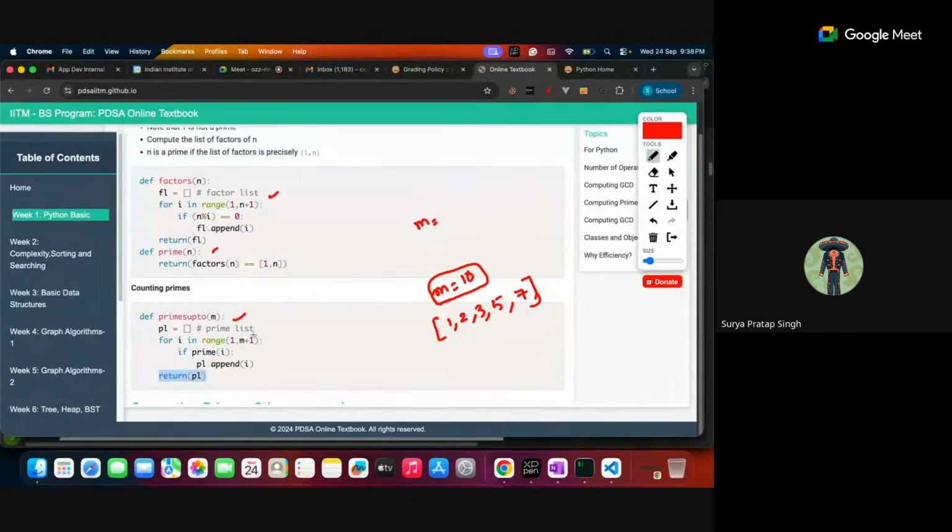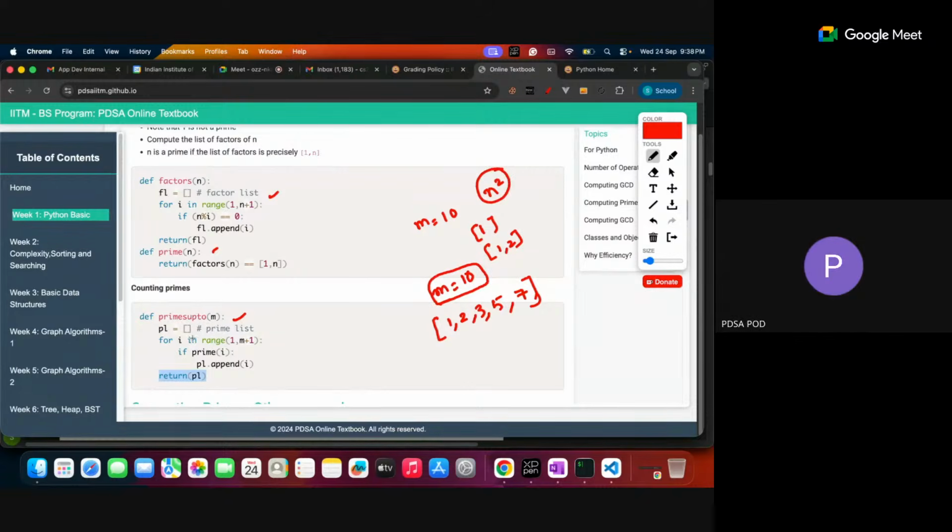N square. First time, when you are giving 10 as input, this particular i is taken as 1. This prime function will call factors for 1 to 1. One factor is picked, so that's okay. So first time, one factor we are finding, this happens one time. Second time, when i is 2, the factors generated are 1 and 2. So it's M square, or you can say N square.